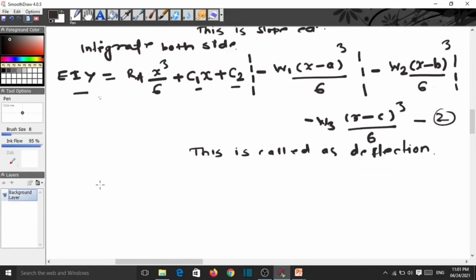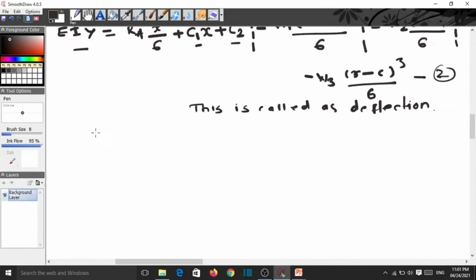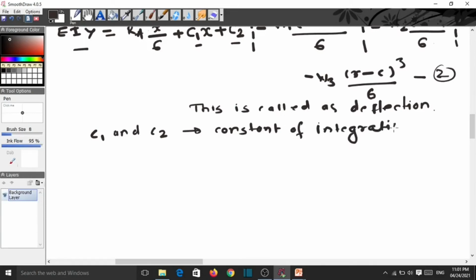So here C1 and C2 are the constants of integration, and these two values are calculated by applying boundary conditions.